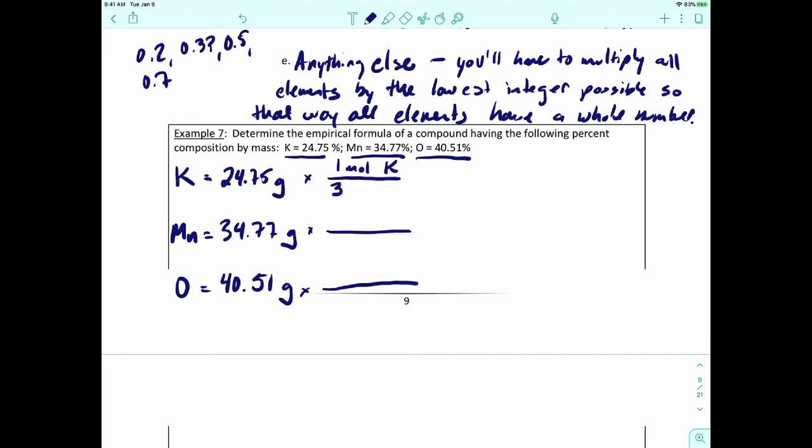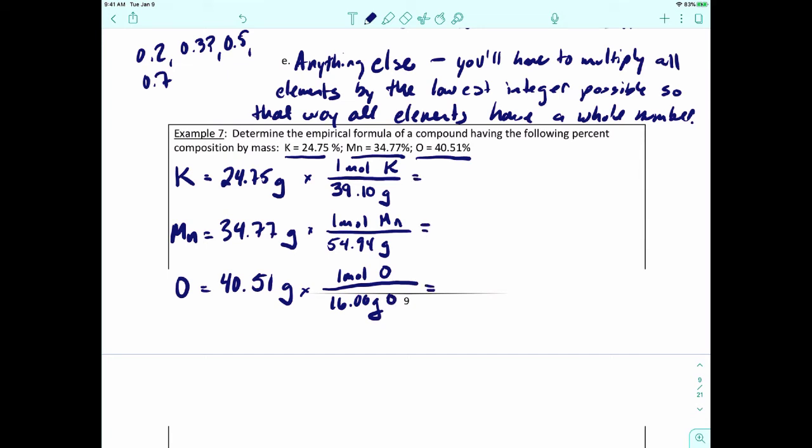So the mass of potassium, according to the periodic table, is 39.10 grams. We're going to do the same thing for manganese. Put the mole of manganese on top. The molar mass goes on the bottom, so that's 54.94 grams. Again, I'm getting that right from the periodic table. And then oxygen, for 1 mole of oxygen, according to the periodic table, it's 16 grams.